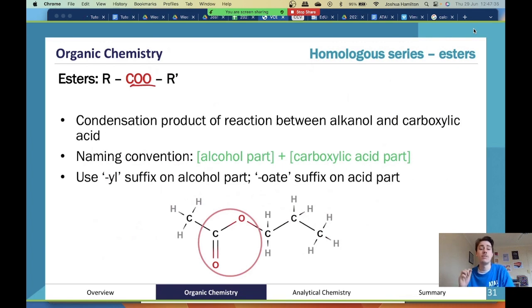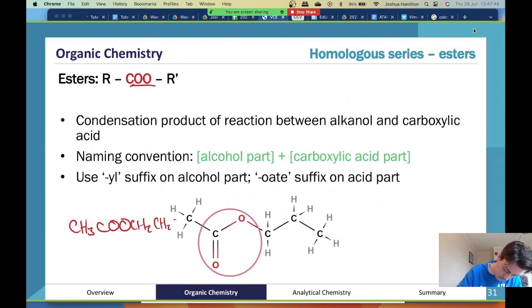If you are asked to write a semi-structural formula, so this one here, for example, you are going to write CH3, C-double-O, CH2, CH2, CH3. Sorry, I ran out of room. But that is how you would write the semi-structural formula for that molecule. You don't need to go, C, double bond, O, a double bond to an O. You don't need to put the double bond in there. You're just going to write C-double-O. That is how you semi-structurally write an ester.